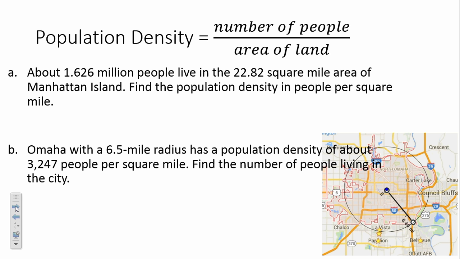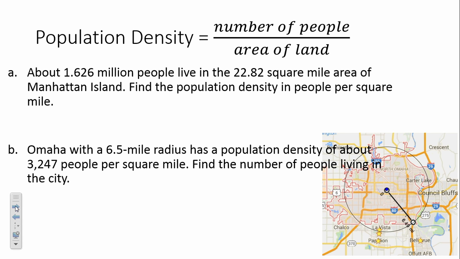Okay? When you're finding population density, you're looking for the number of people divided by the area of land that those people occupy. So in this first example, they tell us that about 1.626 million people live in the 22.82 square miles of Manhattan Island in New York. We want to find the population density in people per square mile. So for any given square mile in Manhattan, how many people live there?